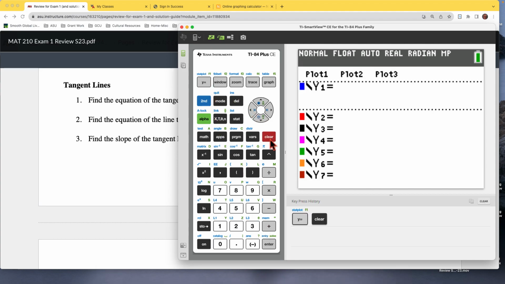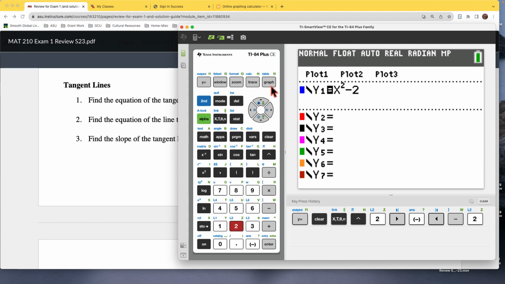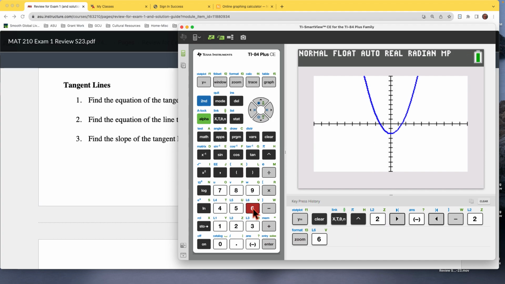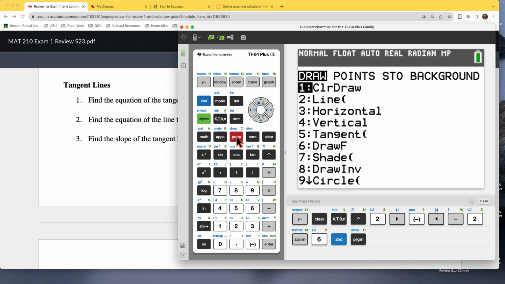And then, so those of you who do the Casio, I'll show you how to do this one. So what was it, x squared minus 2, not that minus, it's subtract 2. So we could, let's go zoom number 6. There's what it looks like. We can go second draw, and we're going to do the tangent line, number 5.